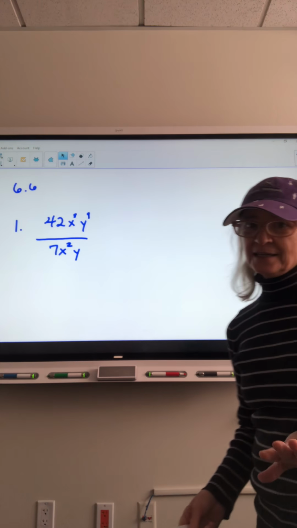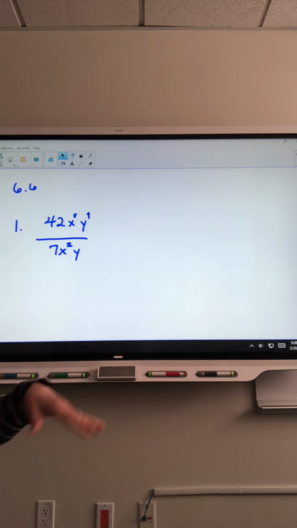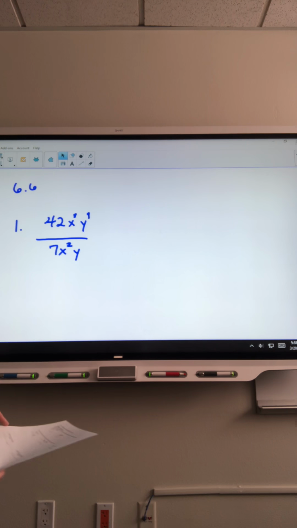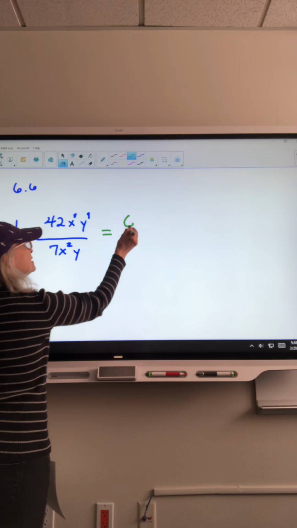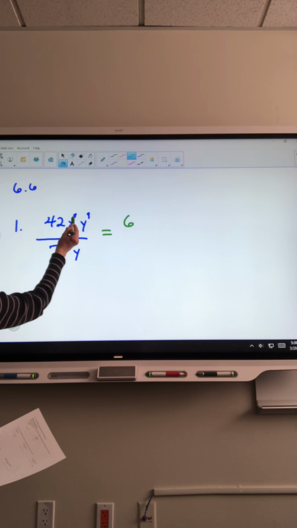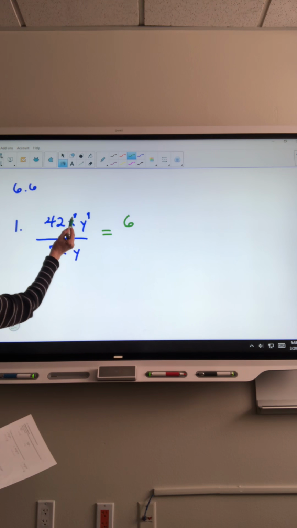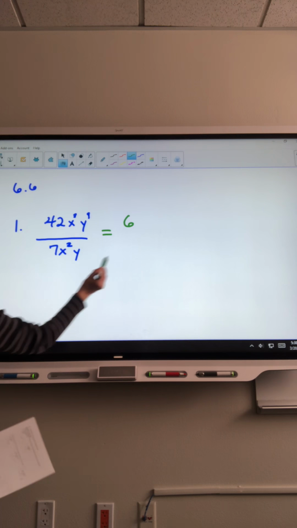We've already done this, so this is nothing new, so I'm not going to talk too much about it other than to review how we do these. Basically, the way you divide a monomial by a monomial is dividing the numerical part first. So I'm going to put an equal sign. 42 divided by 7 would be 6. And then you look at your exponents. This is an 8 and this is a 2, and you just subtract them since they're both x's. So 8 take away 2 is 6.